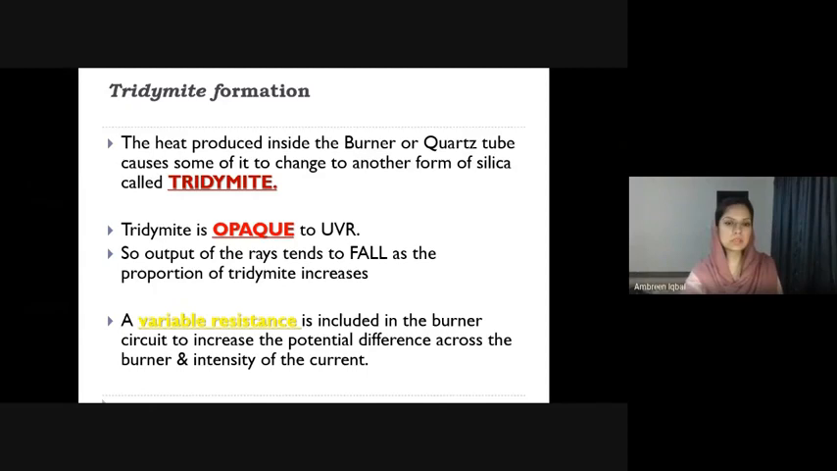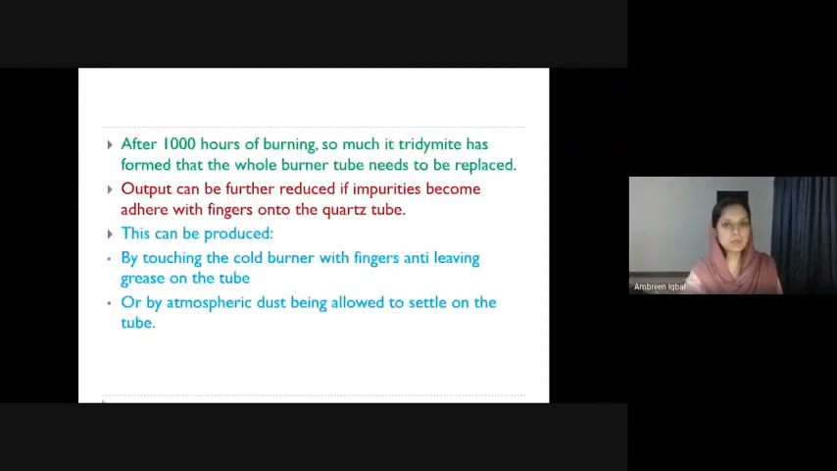So a variable resistance is included in the burner circuit to increase the potential difference across the burner and the density of the circuit. After 1,000 hours of burning, so much tridymite might have been formed that the whole burner needs to be repaired. Output can be further reduced if impurities adhere to the quartz crystal or tube. This can be produced by touching the cold burner with the fingers and leaving grease on the tube, or by atmospheric dust being allowed to settle on the tube.